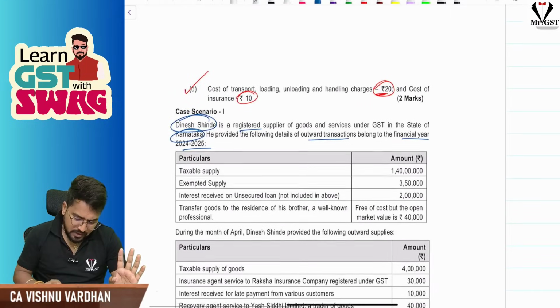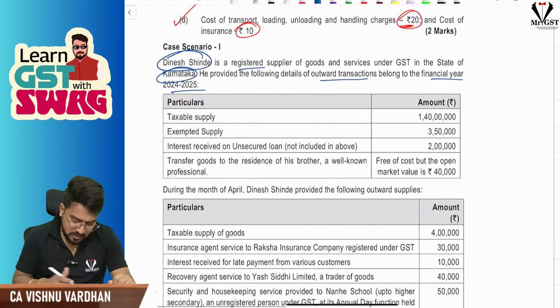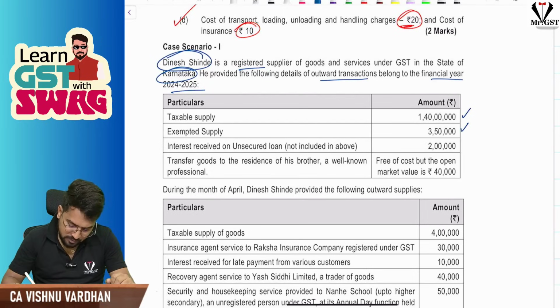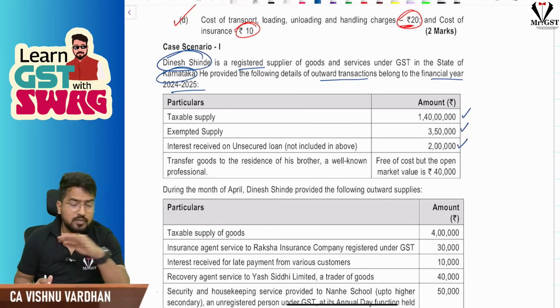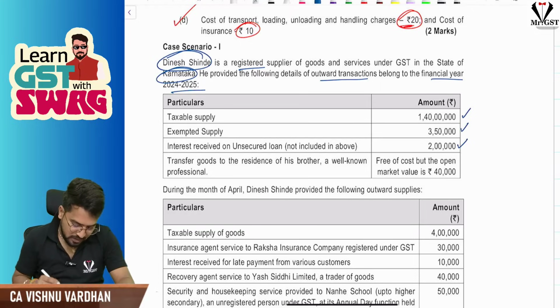Understand, aggregate turnover means all outward supplies. So taxable supply we will take, exempt supply we will take, interest received on unsecured loan, this is also exempt supply. The interest income you will ignore only for the purpose of section 10, but it is an aggregate turnover. For the purpose of section 10 composition scheme only, you will ignore interest income, not for any other purpose. So this also should be added.